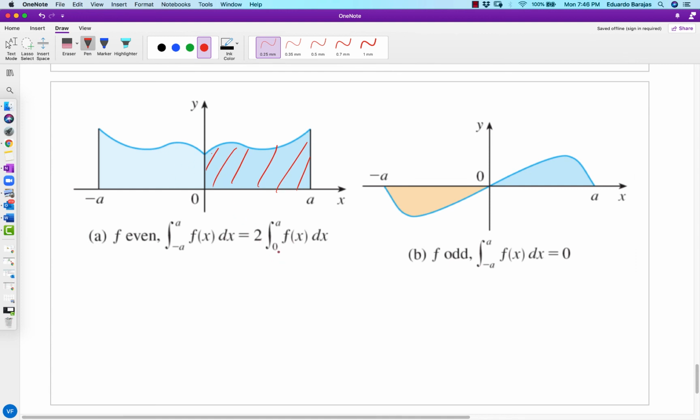And again, the advantage is that if we're integrating and one of the limits is 0, it usually makes life a lot easier. So it could be a nice little shortcut rather than having to evaluate the whole thing this way.